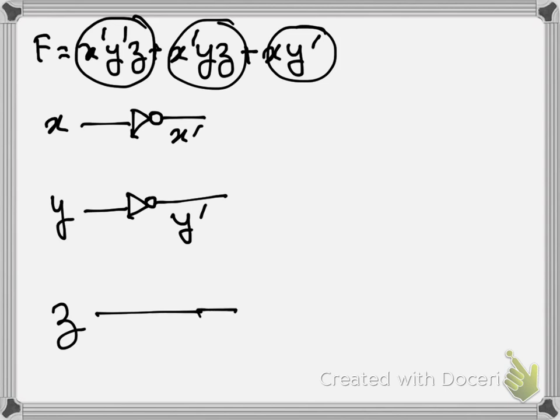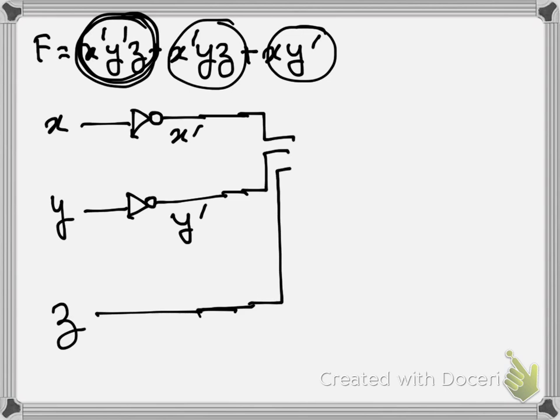So let's take the first term, that is x dash y dash z. x dash is this part, y dash is this part, and z is this. So how are they combined? They are combined using an AND operator, so an AND gate. So what I get here is x dash y dash z.